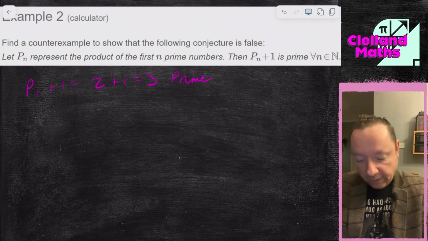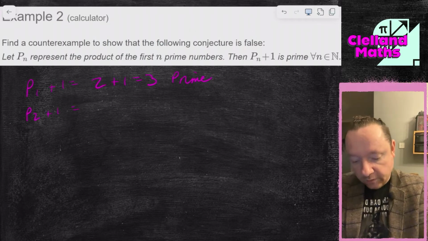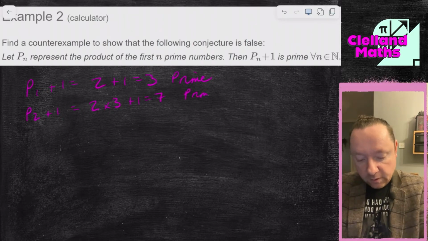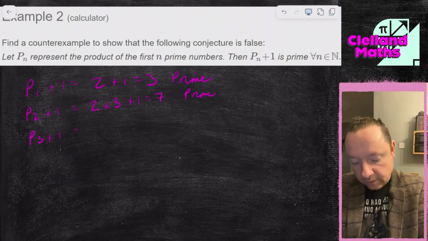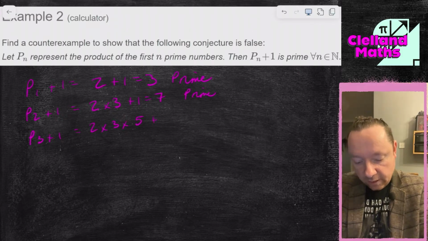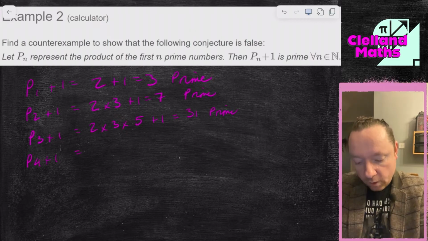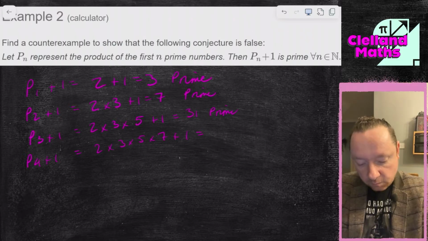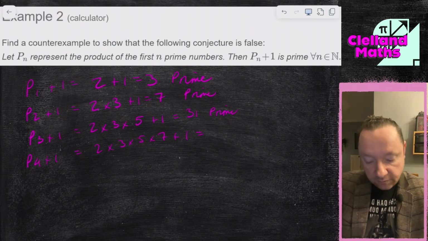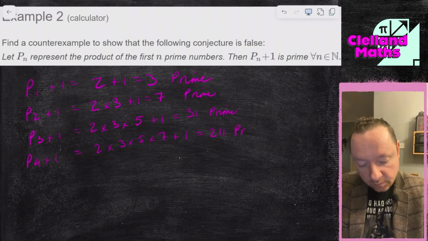So then we will go on and check P2 plus 1. So P2 is the product of the first prime number and the second prime number, remember, add 1. Well, that's 7, that's still prime. And we keep going, P3 plus 1 is equal to the first, the second, and the third prime number times together, add 1. So that's 15, 30, 31. Well, that's still prime. And you would keep going, P4 plus 1. Well, that's equal to 2 times 3 times 5 times 7, add 1. 2 times 3 times 5 times 7, add 1 is 211. And if you check, that is prime.